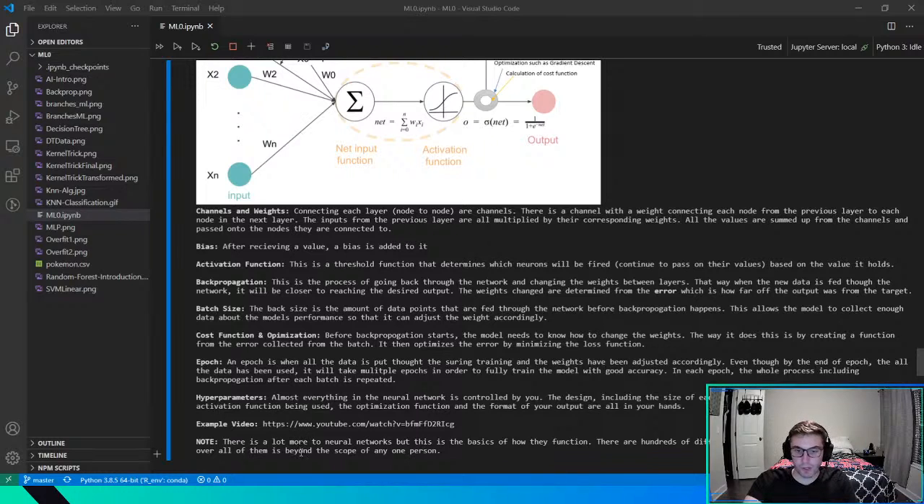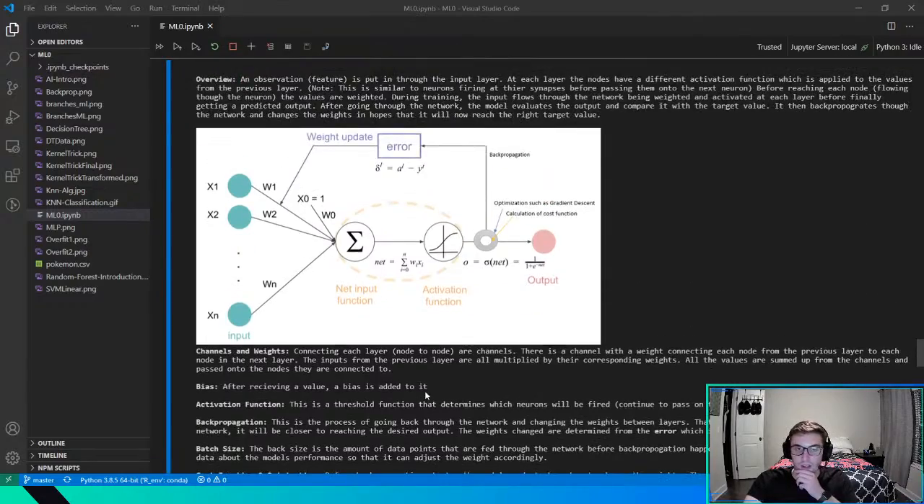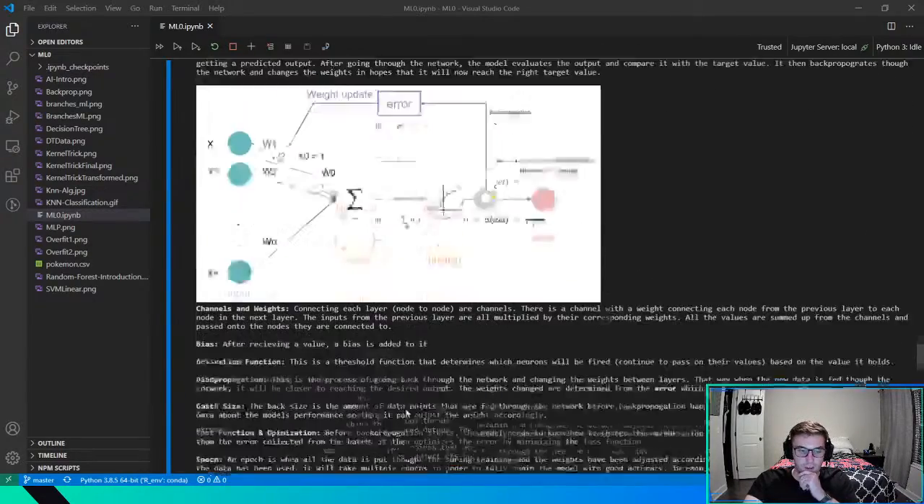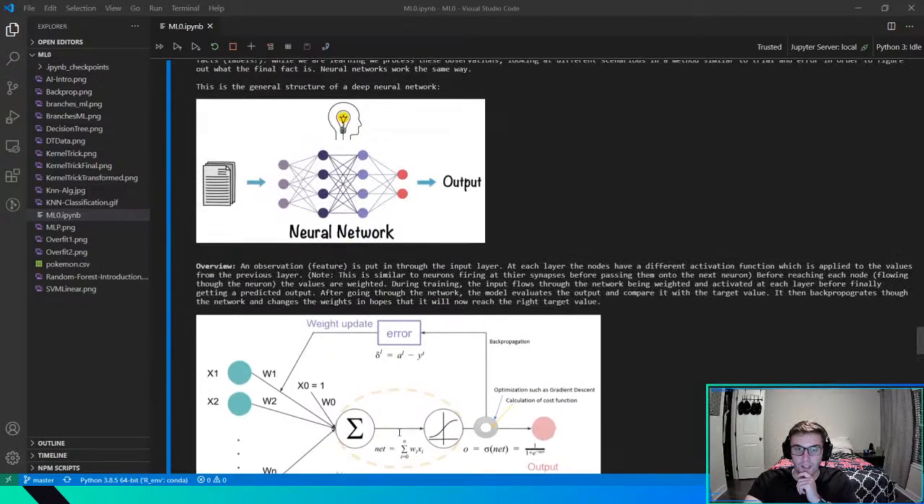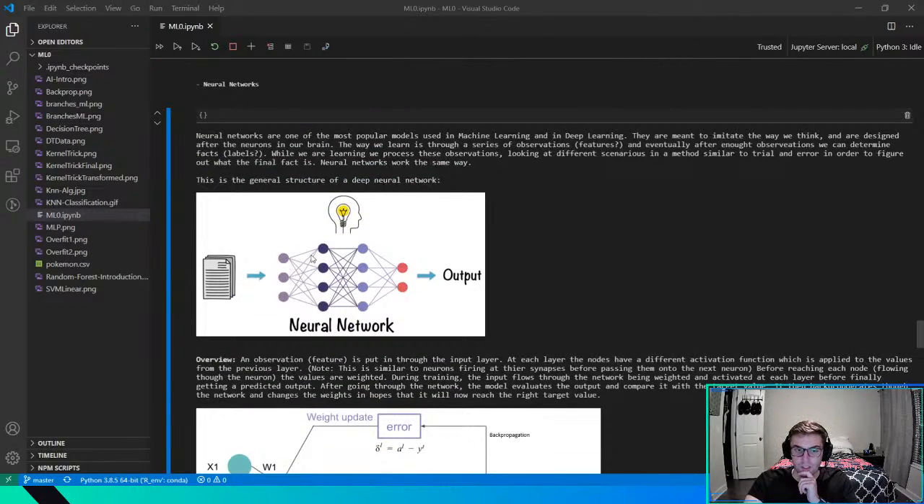So there's a lot more to neural networks and the basics of how they function. There are hundreds of different types of functions and use cases for them, but to go over all of them is beyond the scope. I just want to give you a sense that there's a lot of things you can do in neural networks, and they can be augmented in a lot of ways. They're not always just these neurons. There are different types of structures.